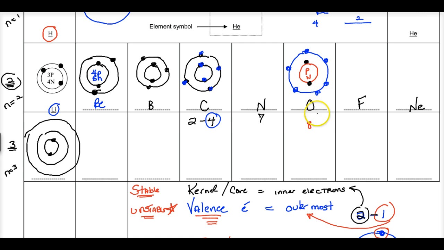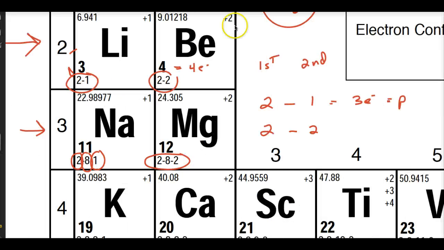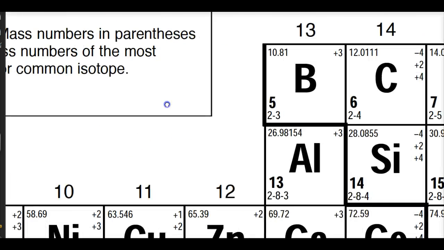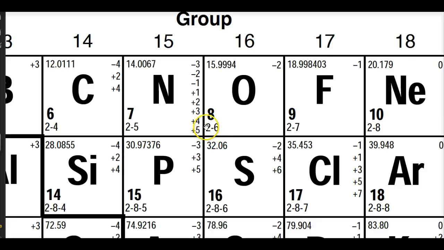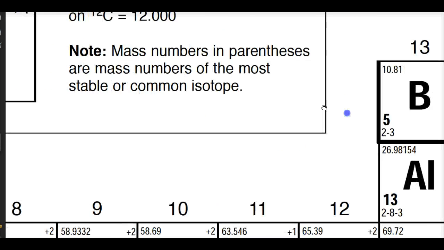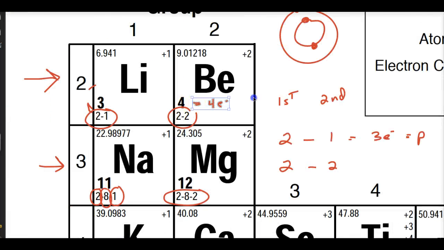And if I look at O, I should see a 2-6 under my O in my reference table. Let's go find O, and we find that. Boom, 2-6. 2 in the first ring, 6 in the second energy level, and we're always filling electrons right in the second energy level. Here we're filling in the third.